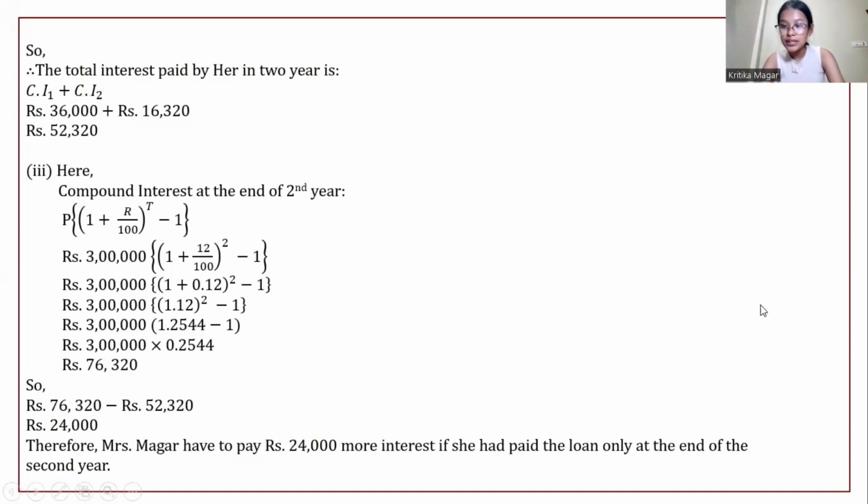So it means that Mrs. Mugger did a great job in paying her loan in the first year, because if she had not paid the loan in the first year, she would have had to bear a loss of 24,000. So here it is. Thank you.